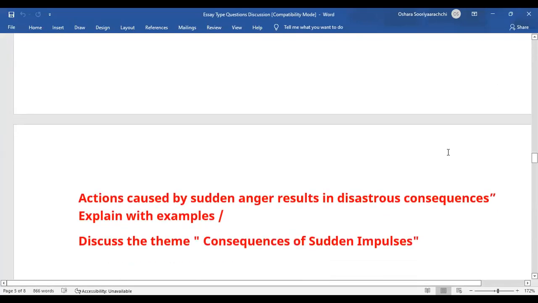Alright, so here I have mentioned actually two questions. The two questions are: actions caused by sudden anger result in disastrous consequences. Explain with examples from the poem Farewell to Barn and Stack and Tree. And there's another question: discuss the theme consequences of sudden impulses. When you read these two questions, you may feel that both are the same. The only thing is you need to address the question in a particular manner using the key words in the question. Remember, I'm not giving you a complete sample answer, but I'm going to explain how you can build up your answer.